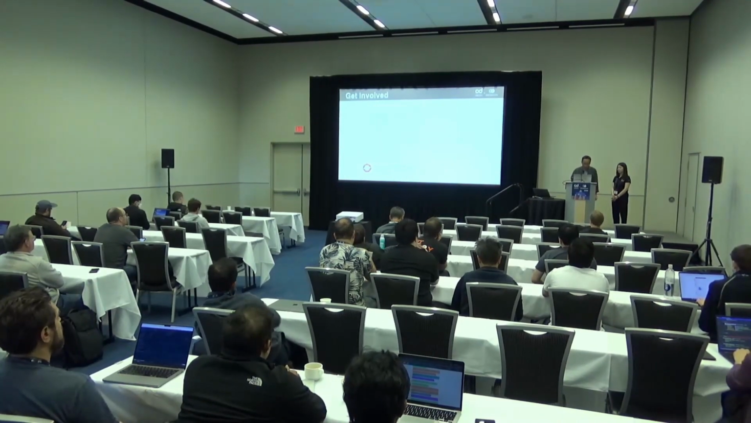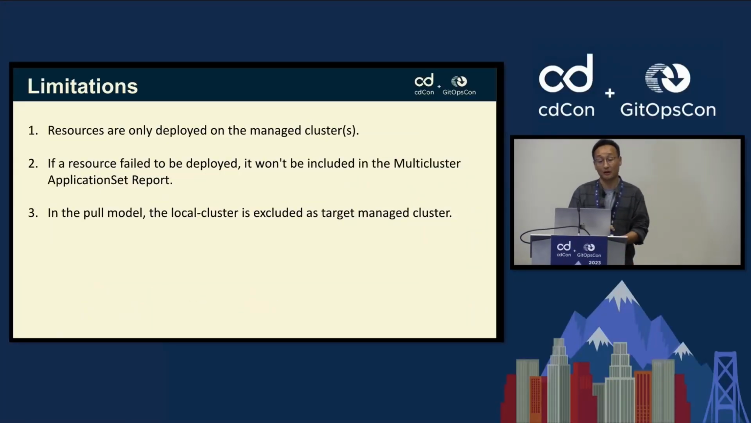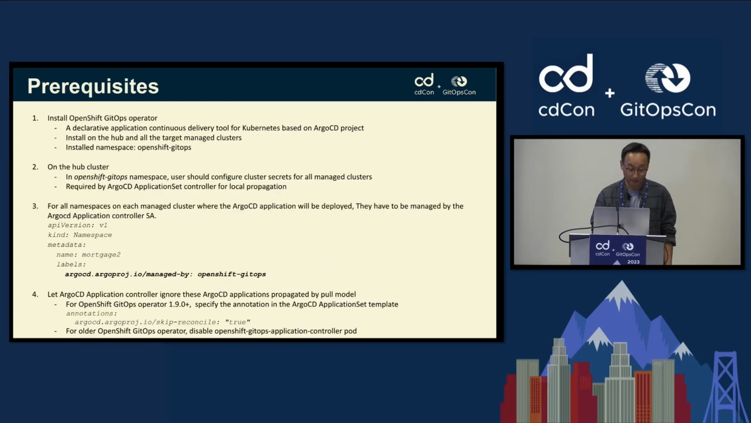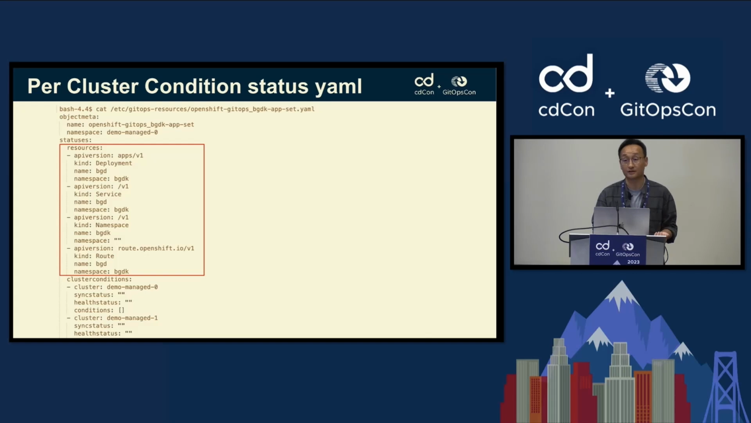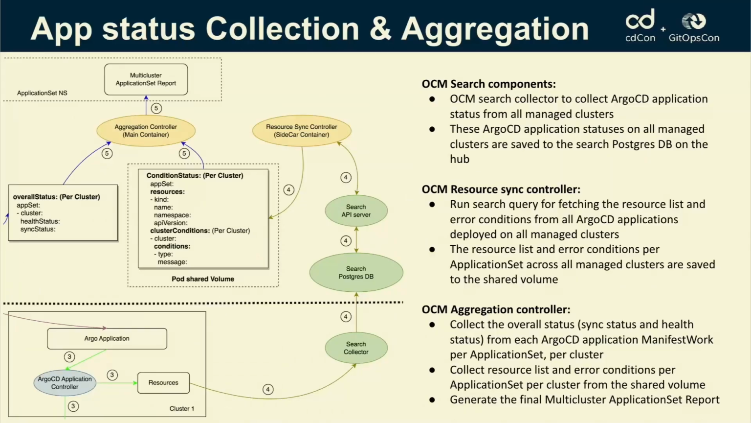I just want to mention, as Maggie just mentioned, there are some limitations that we already identified. That's partially because of the limitations of our search component and our manifest work. Firstly, right now our manifest work, with the feedback rules as I just demoed, only supports fetching the string data type. It does not support fetching the list data type.